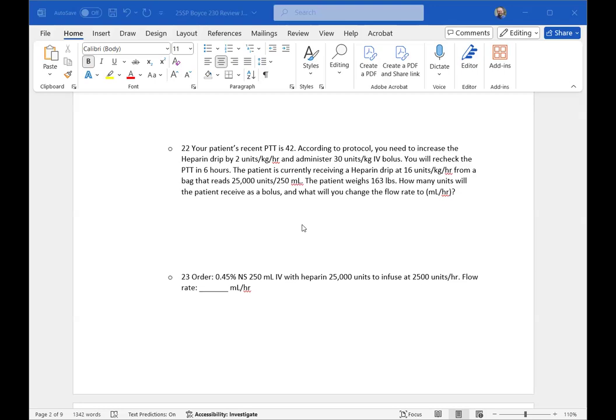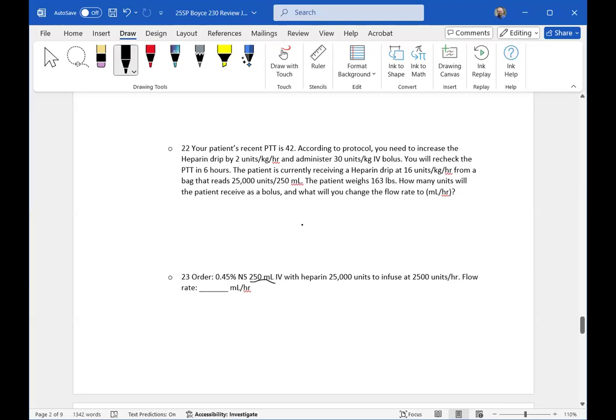So for 23, what this question is asking you to do is take this order that involves this IV. The IV has 250 ml and 25,000 units, and it tells you that it's infusing at a particular rate. The rate that it's infusing at is 2,500 units per hour. What they want to know is, what is that rate in milliliters per hour? And so I'm going to show you how to do that.